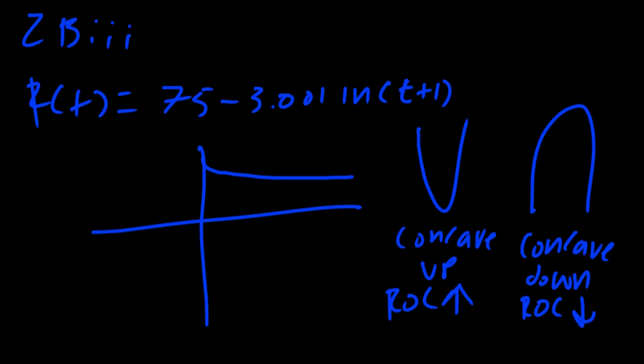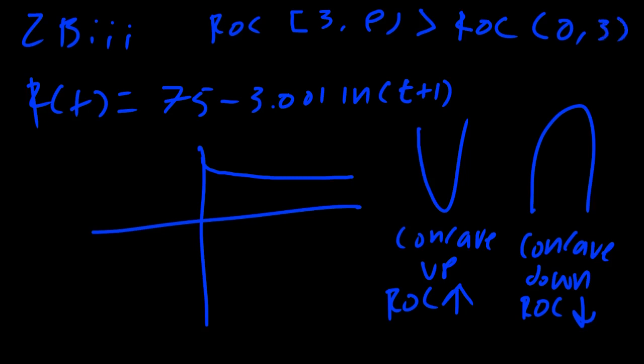So therefore, our answer is: on intervals, the rate of change from 3 to p is greater than the rate of change between 0 and 3. There's our answer.